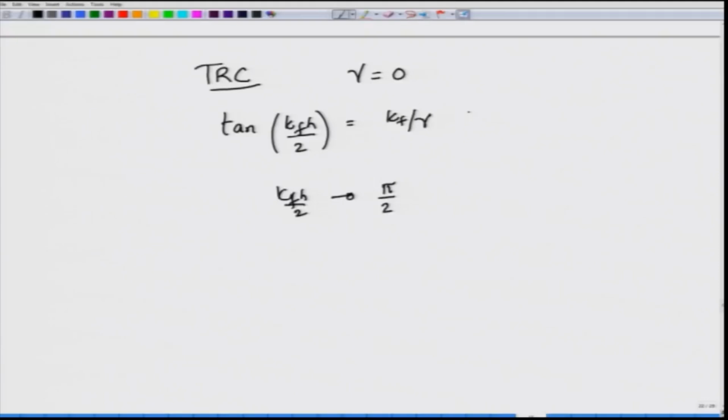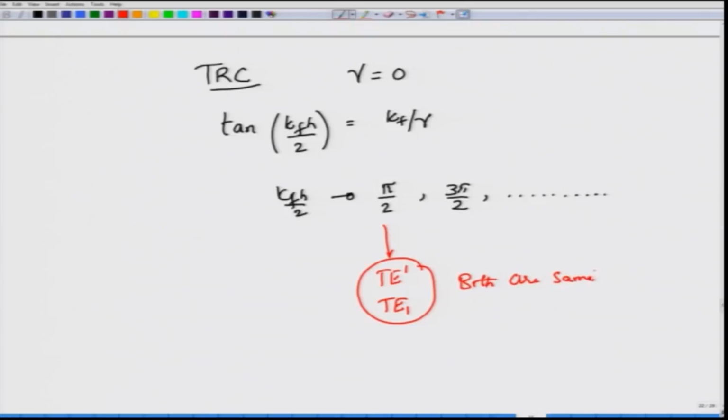So, for the even modes of course, it is the other way around, and what you see is that as it goes from say pi by 2, then you have 3 pi by 2 and so on, there are an infinite number of such solutions. The first solution that you will get will be the one that we will call the TE 1 solution. Sometimes I will use a superscript, sometimes I will use a subscript, both essentially mean the same. So, do not worry about whether I have used a subscript or a superscript. In this module both are essentially the same mode, they are representing the same mode.